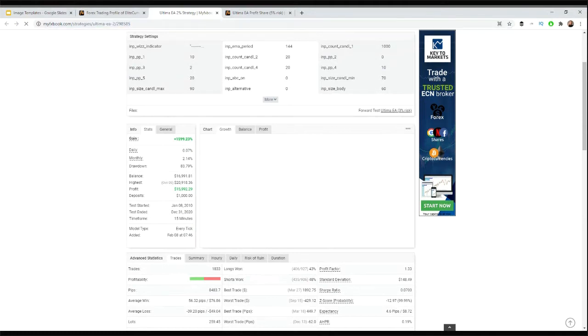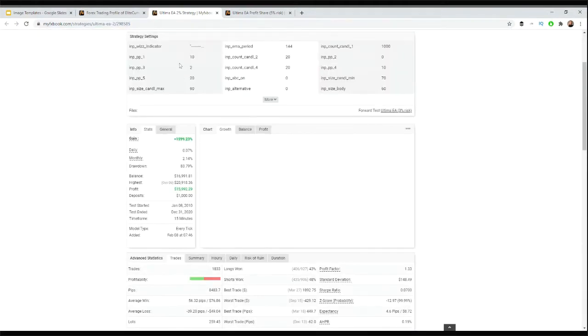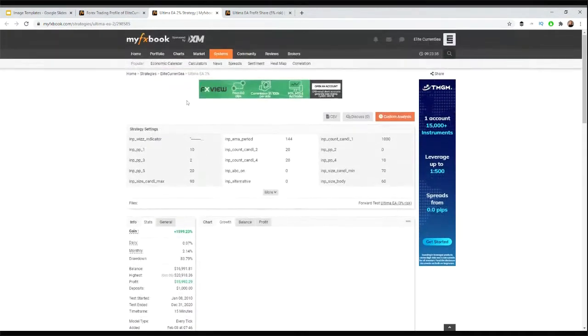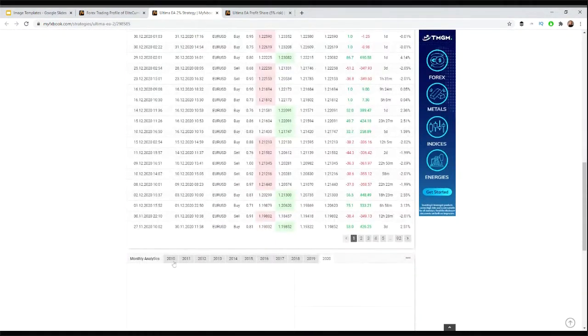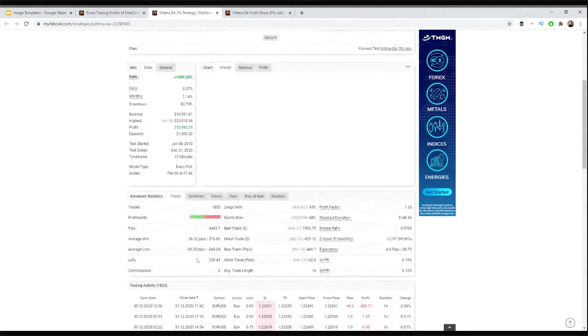I'm not sure. One second. It's not showing the chart. Hang on. And yeah, we can look at the... It's not showing the number somehow.